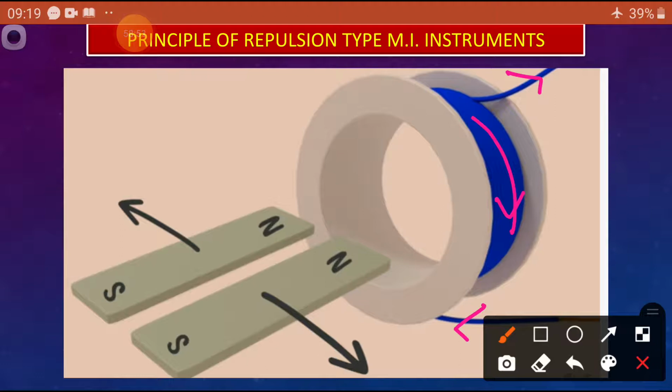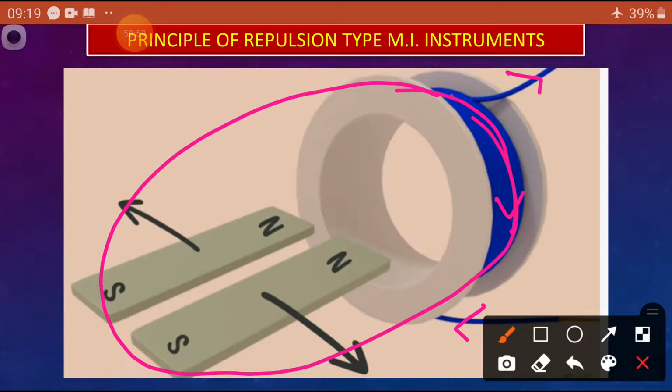Two iron pieces are nearby, so there is a magnetic field developed around this coil, in which the iron pieces are placed side by side in parallel. Due to the magnetization, these iron pieces act as magnets. For example, a north pole on one side and a north pole on the other side, and the south poles established at the other ends. Let us assume that.